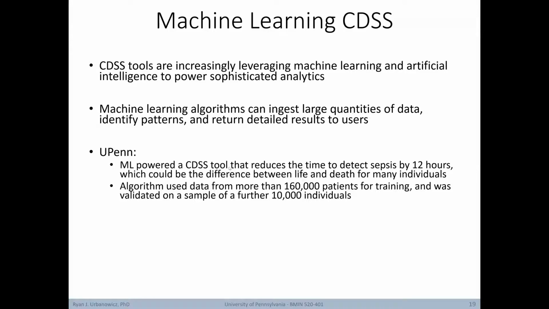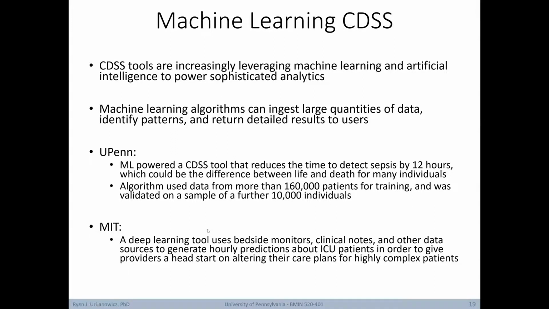This algorithm used data from more than 160,000 patients for training and was validated on a holdout sample of a further 10,000 individuals. At MIT, they have a deep learning tool that uses bedside monitors, clinical notes, and other data sources to generate hourly predictions about ICU patients in order to give providers a head start on altering their care plans for highly complex patients.